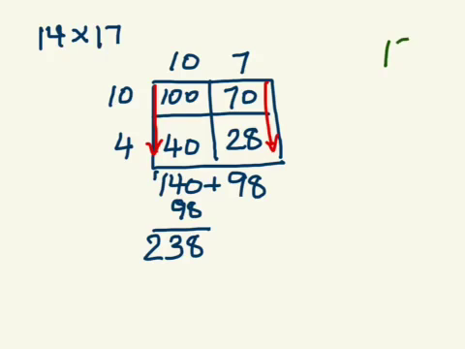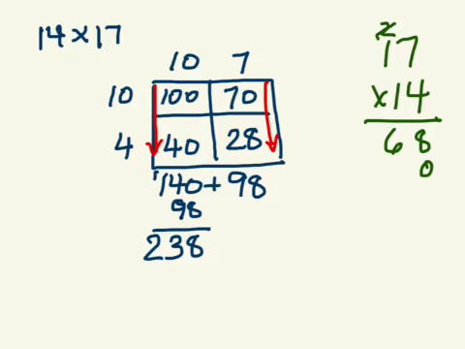So I'm going to do 14 times 17. 4 times 7 is 28. Carry the 2. 4 times 1 is 4, plus 2 is 6. Put down a 0. And then 1 times 7, 1 times 1. I'm going to add those up. So far, I think I might like my area method better. Let's try another problem.